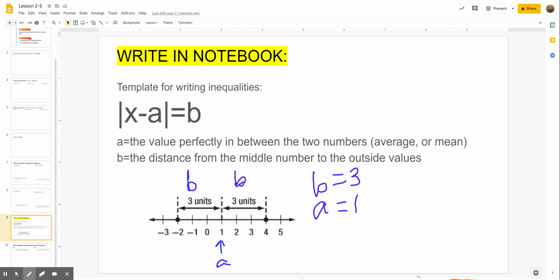And then we could write our absolute value. X minus 1 equals 3. That'll be the case with all of them that you have to write. So pause this video, write this entire slide down, please, and I'll show you an example.